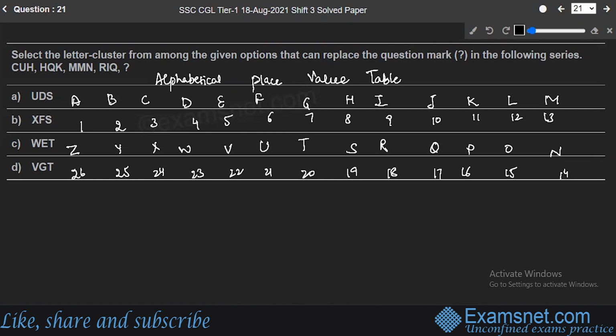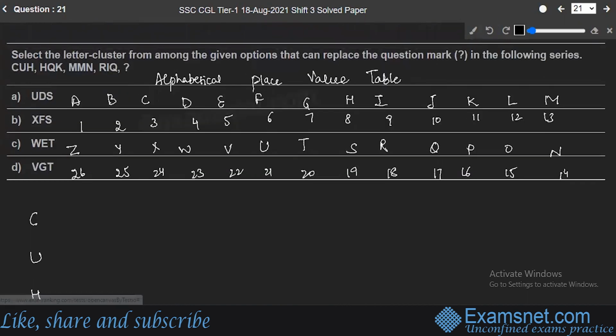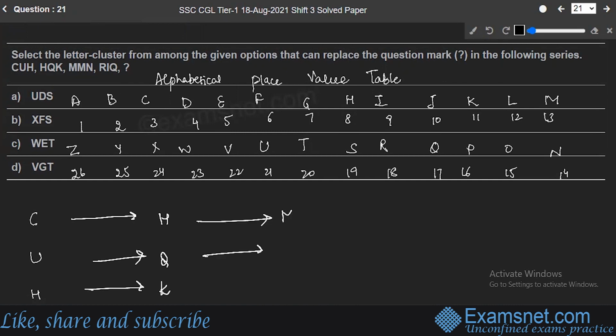Okay, so now the letter clusters, let's write them down. C, U, H, then you have H, Q, K. From there, you move to M, M, N. From there, you move to R, I, Q. From there, you have to find out where you will move, right?